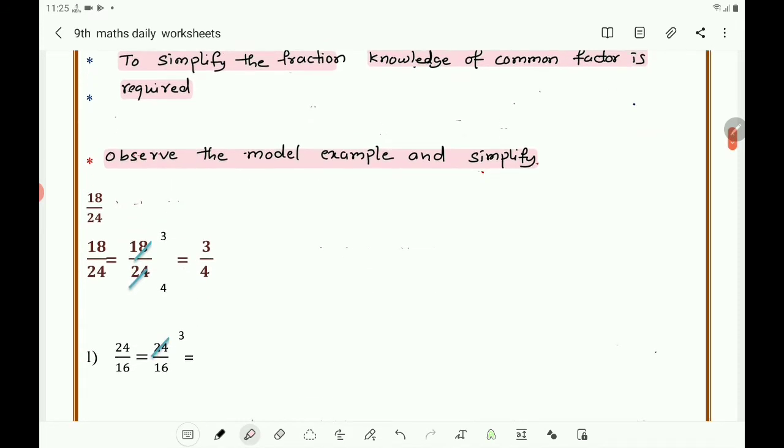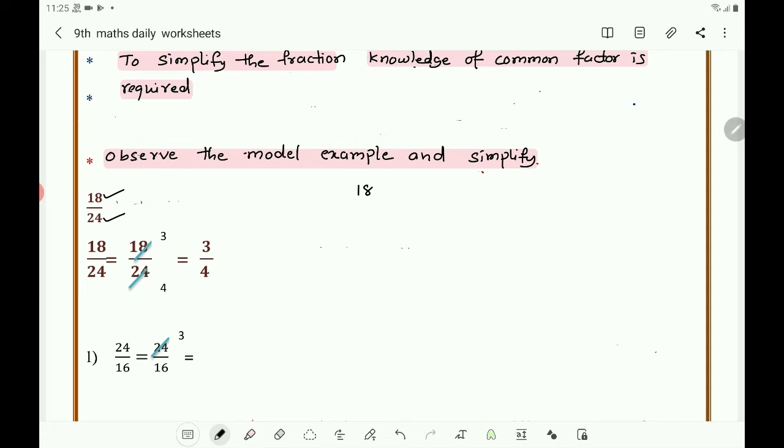Take one example here. It is the fraction 18 by 24. Observe the numerator and denominator. The numerator is 18 and the denominator is 24. You know that both 18 and 24 are in the tables of 2, 3 and 6. Take the highest common factor, 6, and divide. You can divide it by 2 and also by 3.